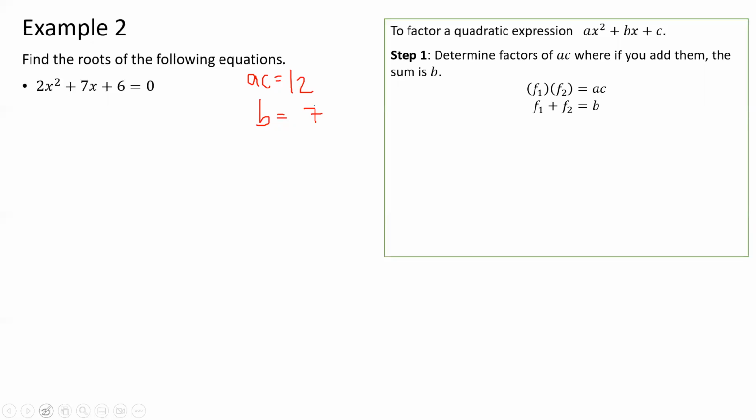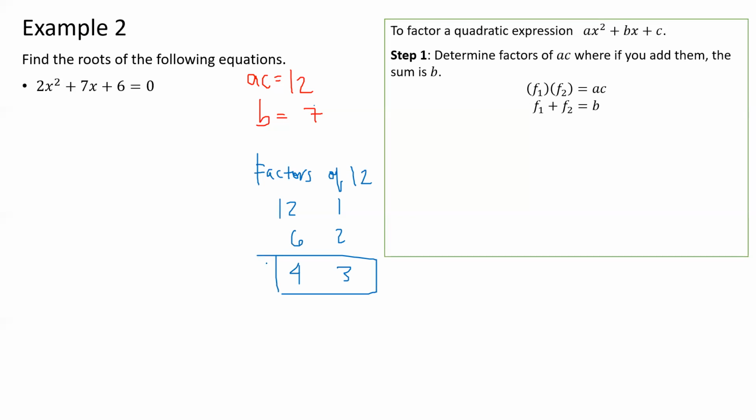The factors of 12, let's write it here. Factors of 12, we can have 12 and 1, right? But if we add them, we will have 13, right? We can have 6 and 2, but when we add them, we will get 8, and we have 4 and 3. So if we add them, we will get 7. So these two are the factors that we want.